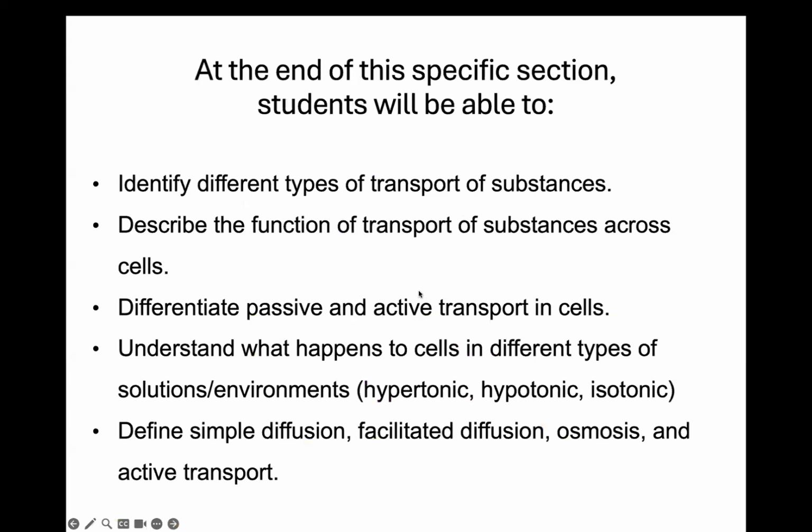So at the end of this section, you'll be able to understand active and passive transport of substances across cells. This includes simple diffusion, facilitated diffusion, and osmosis, which are passive transport, and then active transport in cells, which requires energy. We'll understand the impact of different environments on cells. Specifically, we're going to talk about what happens in cells in a hypertonic, hypotonic, or isotonic environment. And then we're going to talk in detail about simple diffusion, facilitated diffusion, osmosis, and active transport.